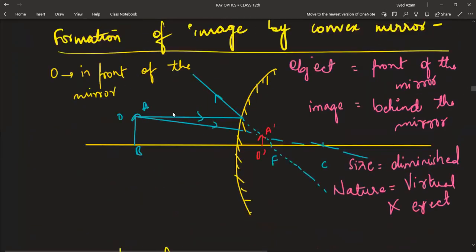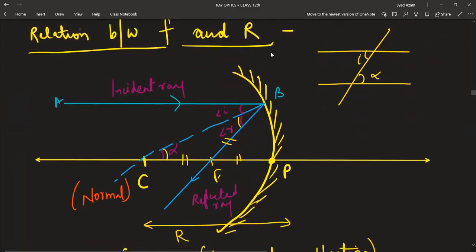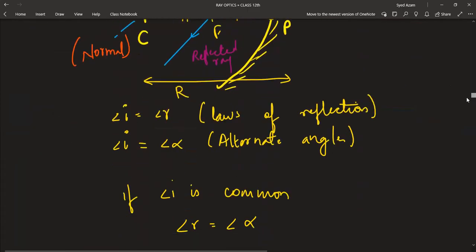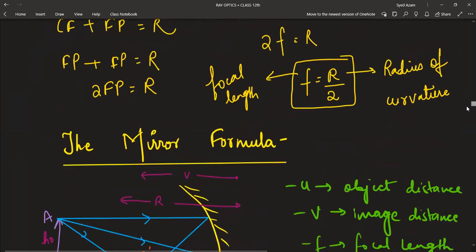Now for a convex mirror, see, it is diverged. It has reflected the light ray, where you are seeing it produced. So the object will always be kept in front of the mirror because the bulging part is available for the reflection. This derivation can come in your exam for a 3-marker or 2-marker question. And the conclusion is that focus is half of the radius of curvature.